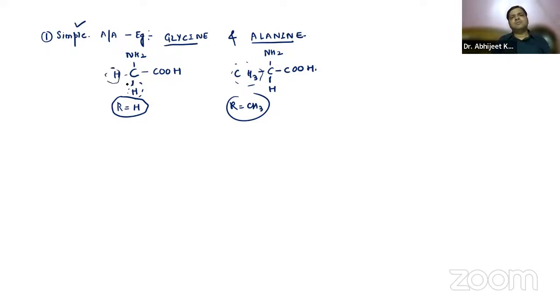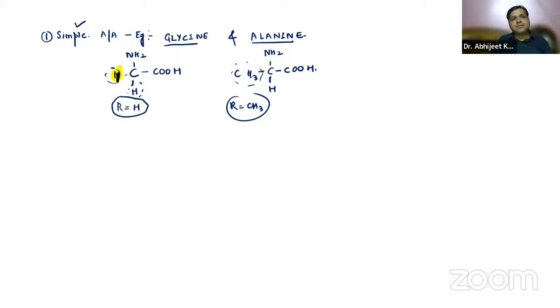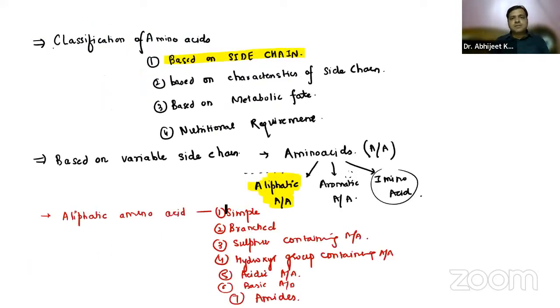We can just take this hydrogen. See, in all the amino acids, these three structures are the same: hydrogen, the amino group, and the carboxylic acid group. Amino group, carboxylic acid group, and hydrogen are the same. Understood?